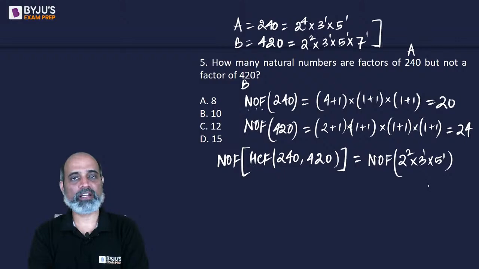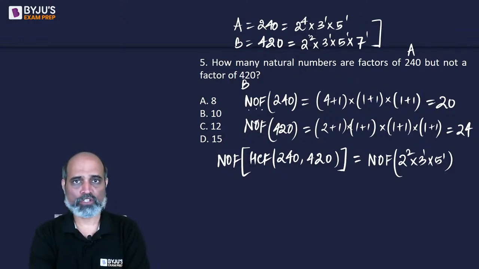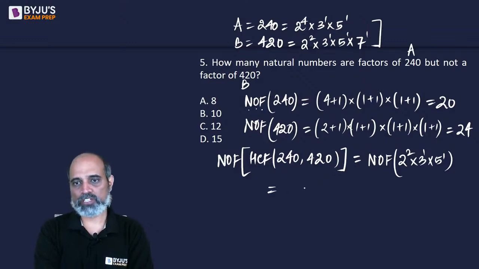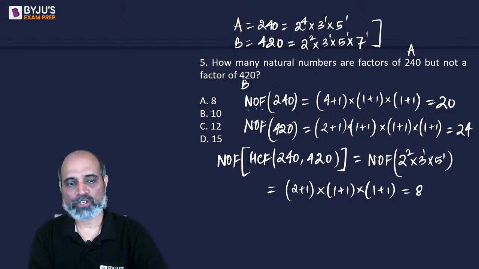I hope you are aware of how to figure out the HCF. For HCF, you write down only the common prime numbers and the lowest powers. So 2 is common in both, the lowest power is 2. 3 is common in both, lowest power is 1. 5 is common in both, lowest power is 1. So this is going to give us power plus 1 into next power plus 1 into next power plus 1. So this is 3 into 4, sorry, 12.